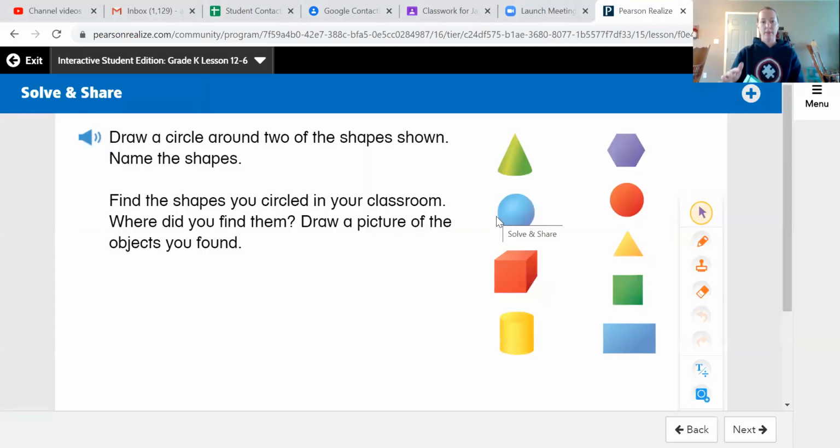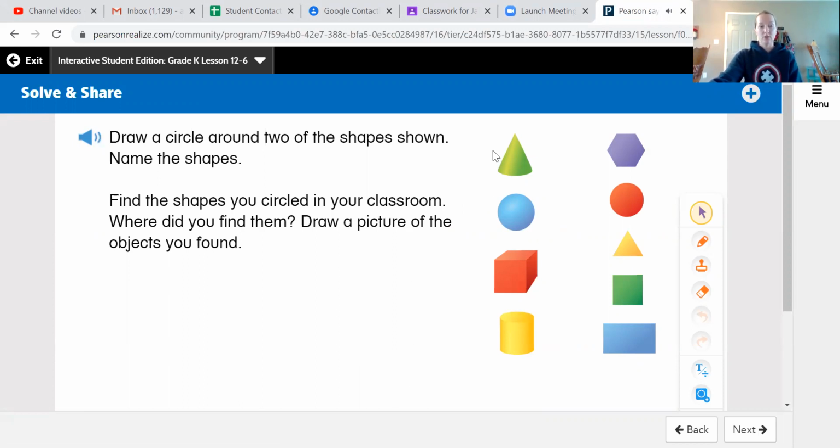You should have this paper in front of you. And let's listen up. Draw a circle around two of the shapes shown. Name the shapes. Find the shapes you circled in your classroom. Where did you find them? Draw a picture of the objects you found.